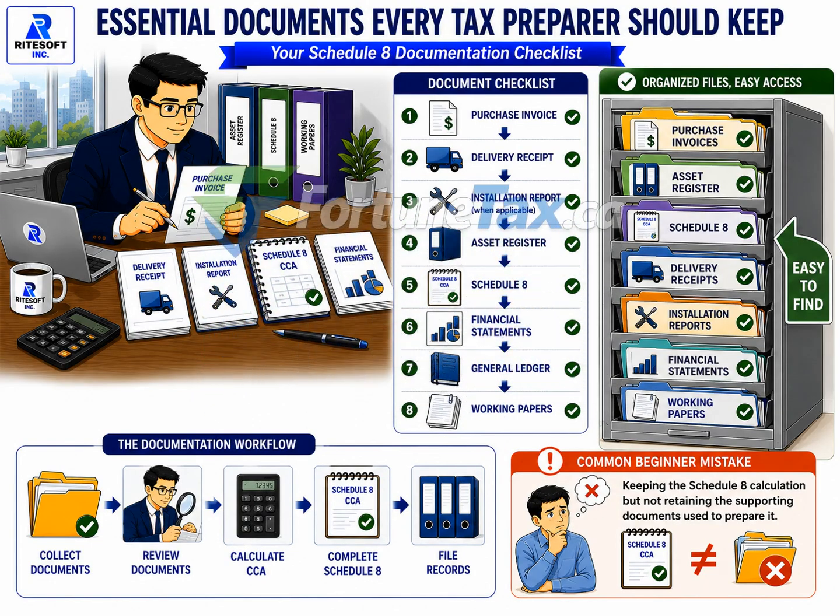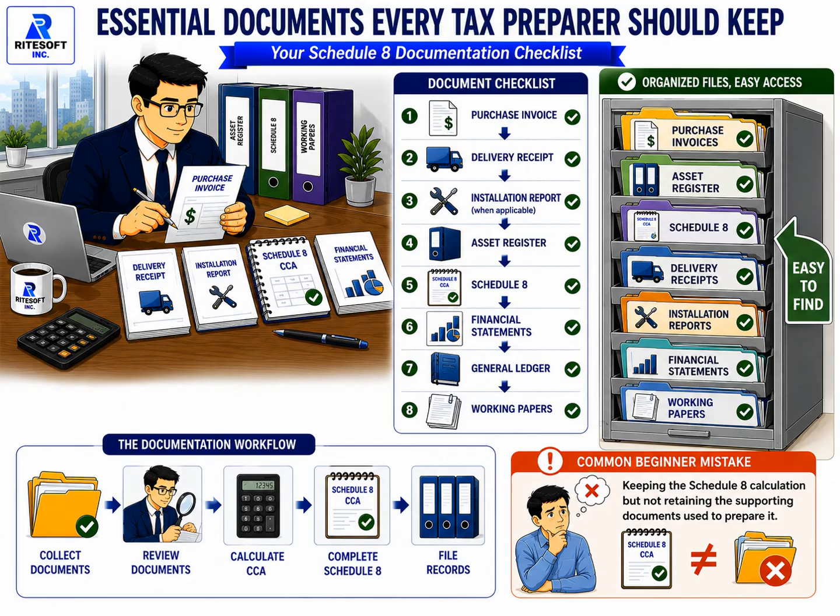The asset register tracks every capital asset owned by the corporation and records important information such as the CCA class, acquisition date, original cost, and the remaining undepreciated capital cost from year to year. Of course, the completed Schedule 8 should also be retained. It provides the official record of the corporation's capital cost allowance calculation for the taxation year.